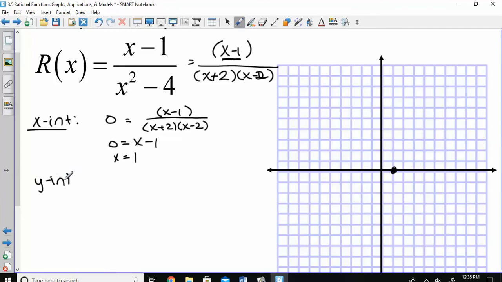Y-intercept. How do we find a y-intercept? You can do it in the original or the factored. It doesn't matter a bit. Which one do you want me to put it in? The factored. Okay. So 0 minus 1 is negative 1 over 2 times negative 2, that would be negative 4. So we get a positive 1/4. So we hit the y-axis at 1/4.